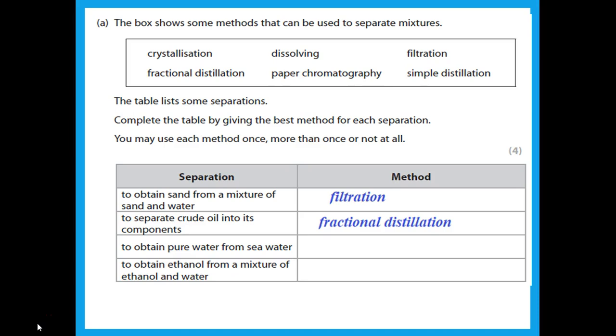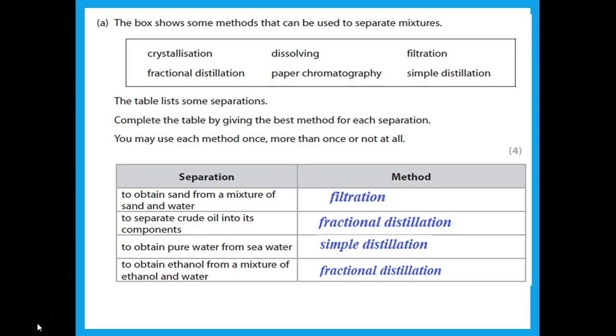To obtain pure water from seawater, remember that we said seawater is a mixture of water and salt. So to get the water out of this, I use simple distillation. To obtain ethanol from a mixture of ethanol and water, again, ethanol and water are a mixture of liquids. To separate a mixture of liquids, I use fractional distillation. Okay?